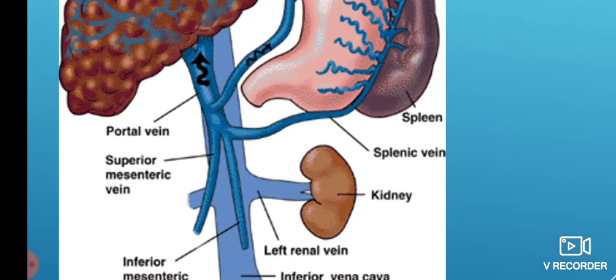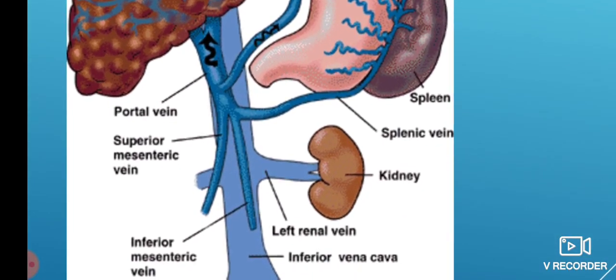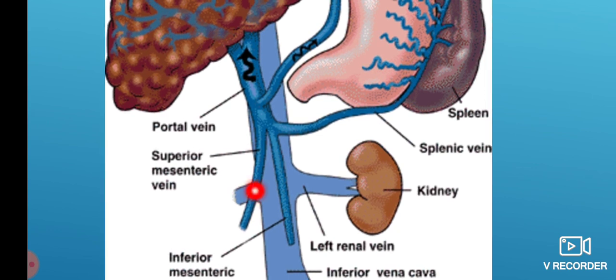In this picture, you can see the formation of the portal vein. Here, this is the superior mesenteric vein, and this is the spleen from which the splenic vein arises. Both superior mesenteric and the splenic vein together form the portal vein. So this is the portal vein. Portal vein comes up. It carries the end products of digestion like proteins and carbohydrates.